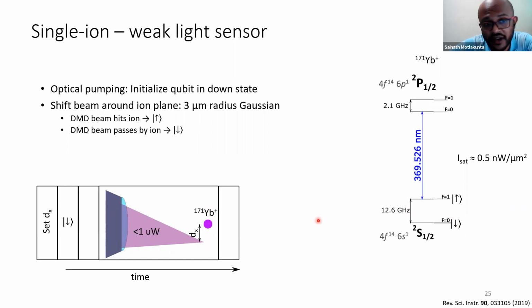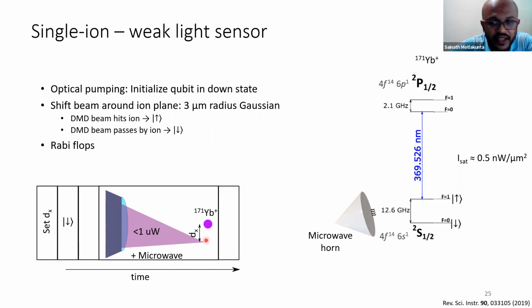Alternatively, we can also perform Rabi flops by additionally microwave driving the transition between the downstate and upstate. When the DMD beam is present, there will be an enhancement in the ion decoherence, and from the coherence times we can extract the intensity of light on the ion. Additionally, we can also perform Ramsey interferometry such that the DMD is active during the wait times, hence showing a decrease in the coherence time as well.